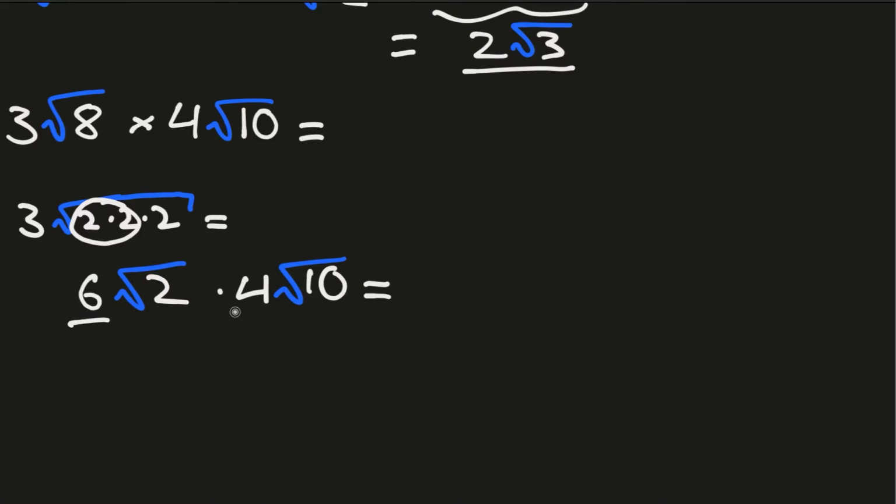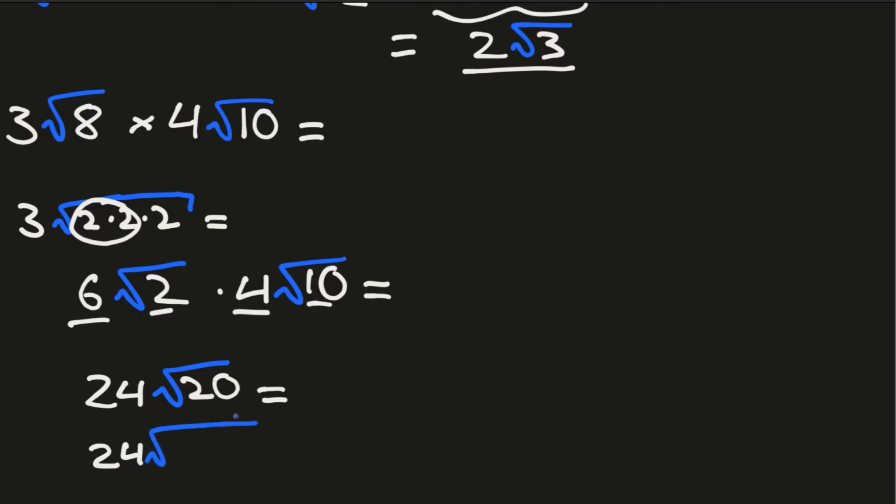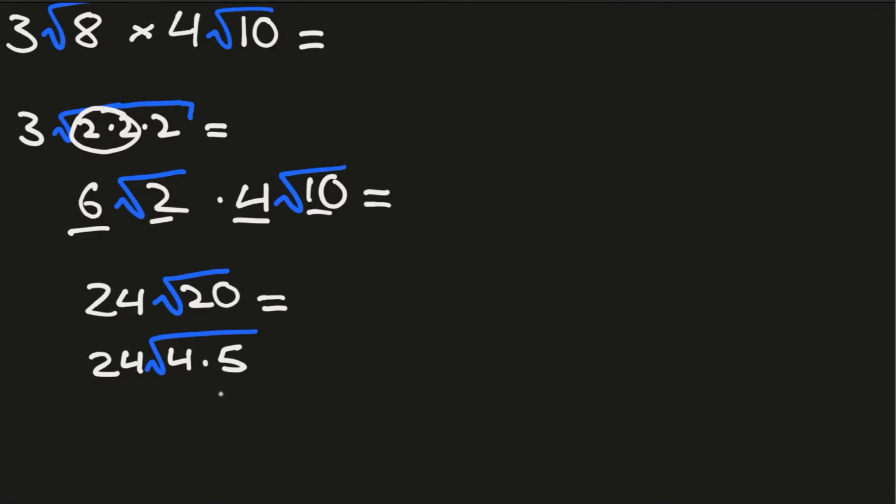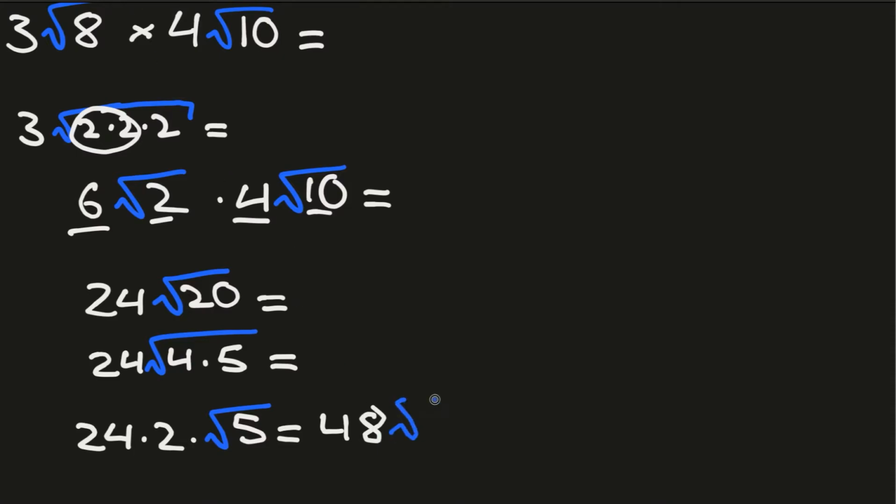Once again, we multiply the constants on the outside, and then we multiply the radicands. So 24 times the square root of 20. So let's rewrite the square root of 20, it is simply 4 times 5. And we know that 4 is a perfect square, so we're left with 24 times 2 times the square root of 5. And this is equal to 24 times 2 is 48. The square root of 5 cannot be simplified, so our answer is 48 times the square root of 5.